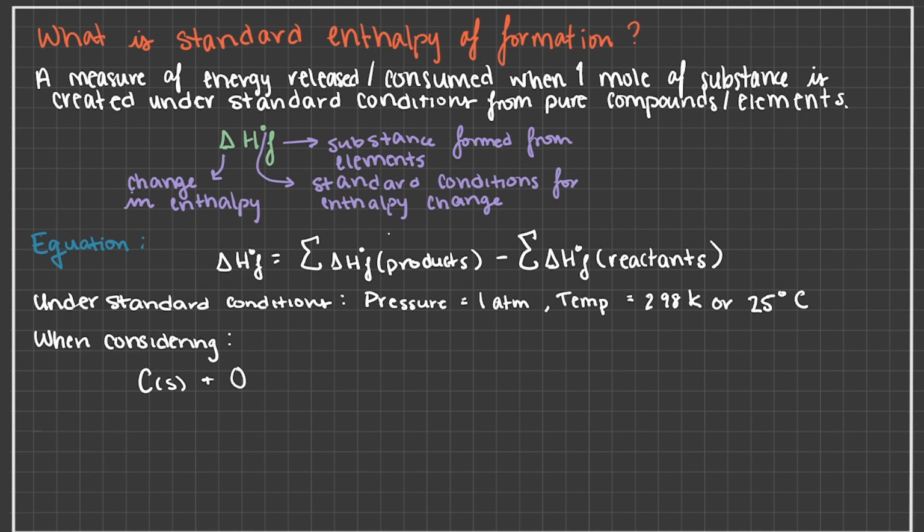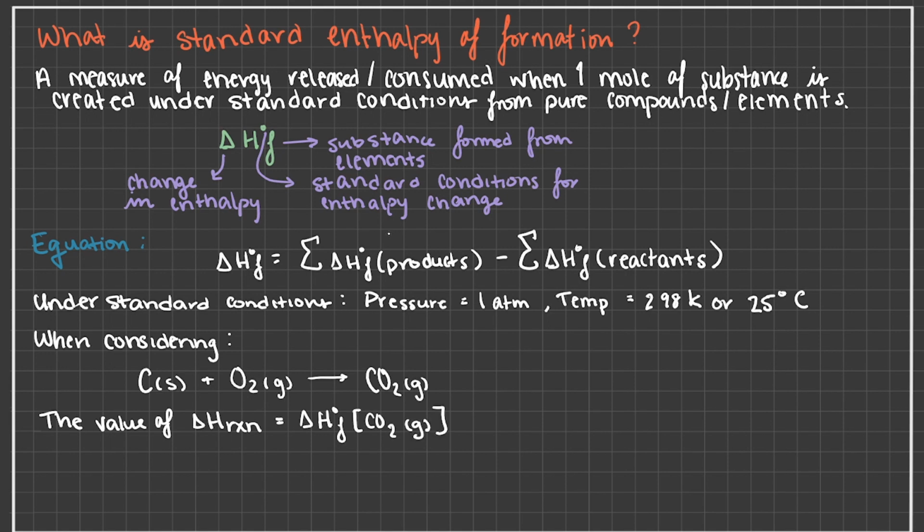Now, consider the following reaction: carbon solid plus O2 gas equals CO2 gas. Pretty standard and simple way to form carbon dioxide. The value of the enthalpy of a reaction is equal to the standard enthalpy of change for our products. So the total enthalpy of reaction is what is equal to the products here.